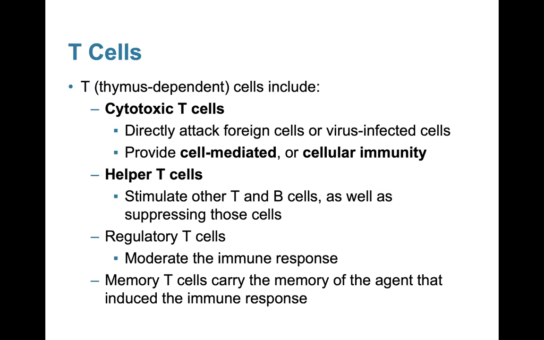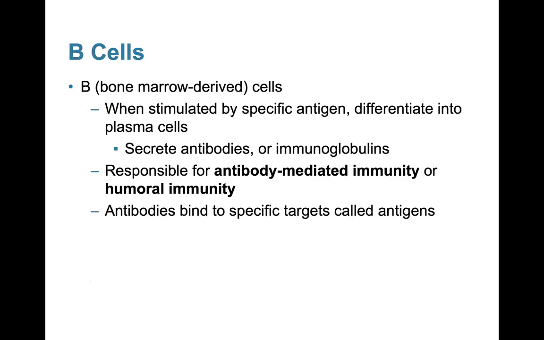Helper T cells are what get attacked by HIV, and that's why in people that have HIV that's not managed, the helper T cells will decline too much and you lose your immune function and you enter into what's called AIDS. The regulatory T cells will moderate the immune response, and memory T cells carry the memory of the agent that induced the immune response.